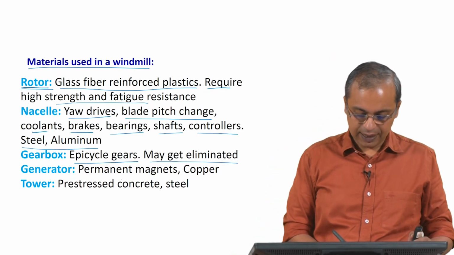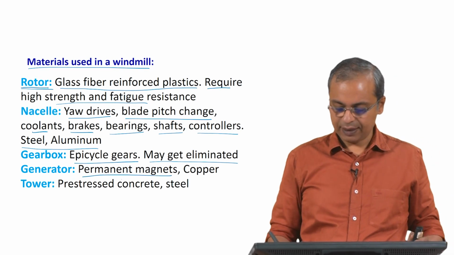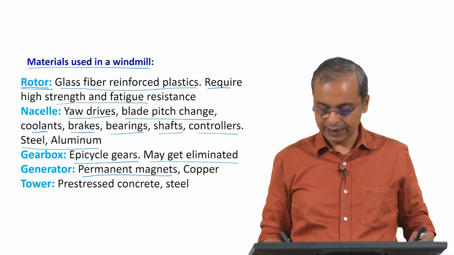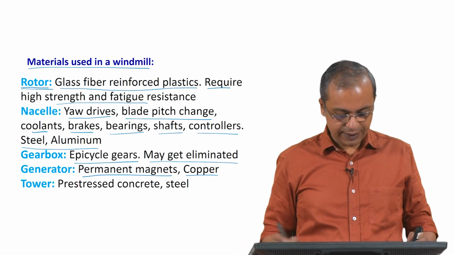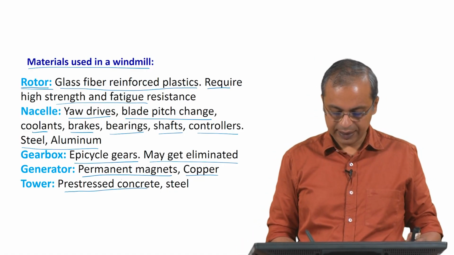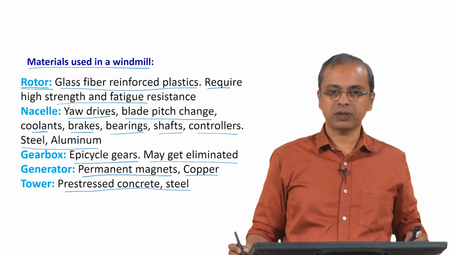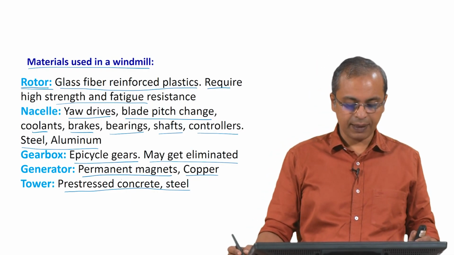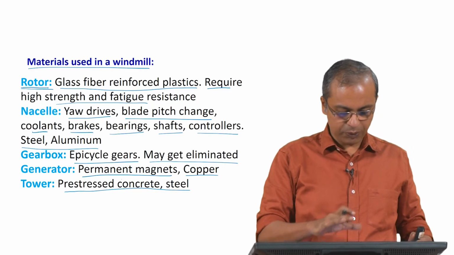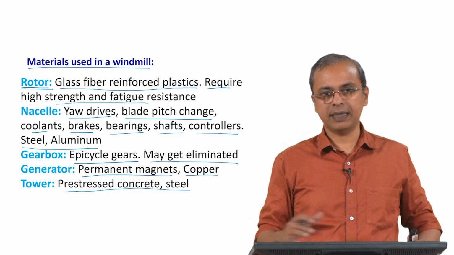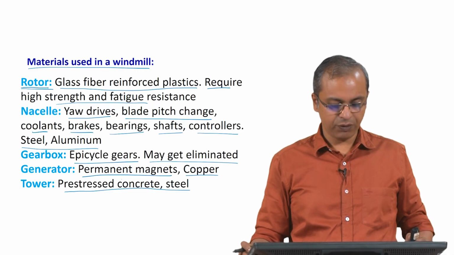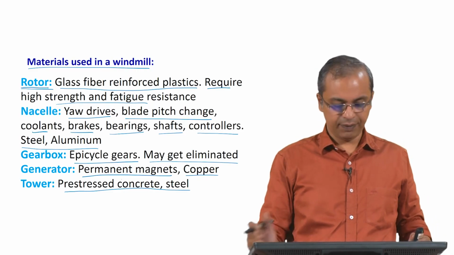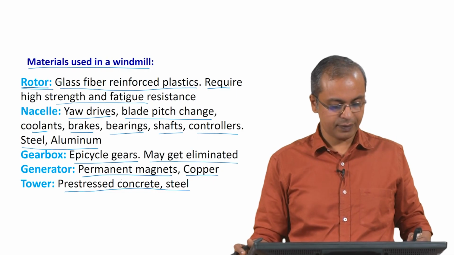Most of the generators require permanent magnets, so these magnets are present, and you have a fair bit of copper inside that permanent magnet. And the tower itself consists of either pre-stressed concrete or steel or some combination thereof. So, broadly, although I am going to get into the details of most of these parts in just a moment, this slide captures a reasonable summary of what you are going to see, and then we will look at them in greater detail.